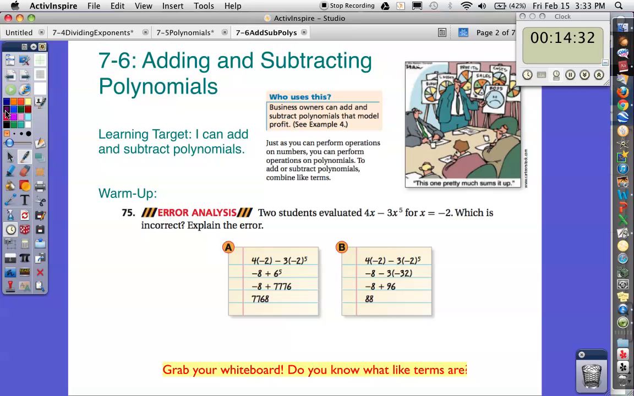So I'm going to give you a minute to do this. You can pause the video. I'm not going to give you a minute. You're going to pause the video and you're going to do it. And then we're going to get into today's lesson.